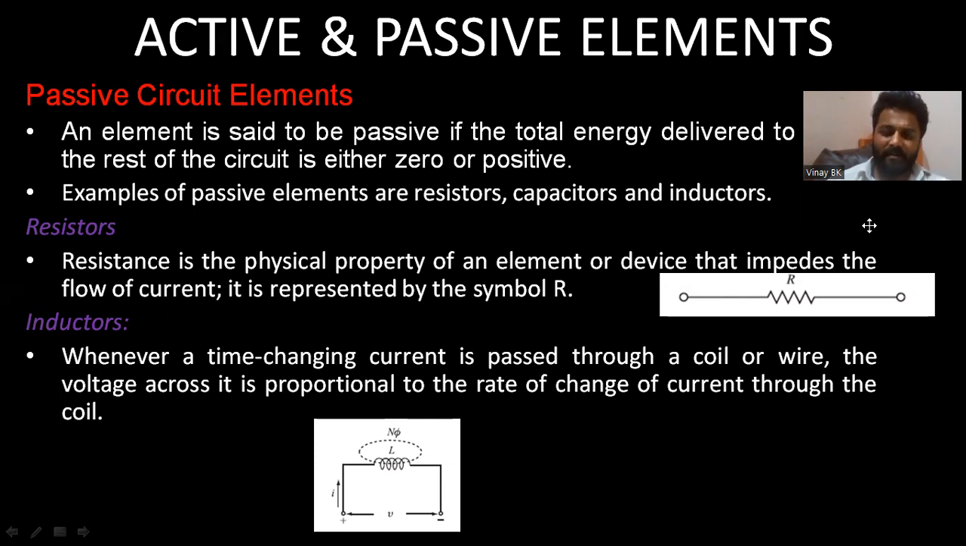You just write the definitions of those. That is, a resistance is a device which is used to oppose the flow of current, and an inductor is nothing but, whenever a time changing current is passed through a coil or wire, the voltage across it is proportional to the rate of change of current flowing through the coil, v = L di/dt. Okay, so you have to write all of these along with the symbols.